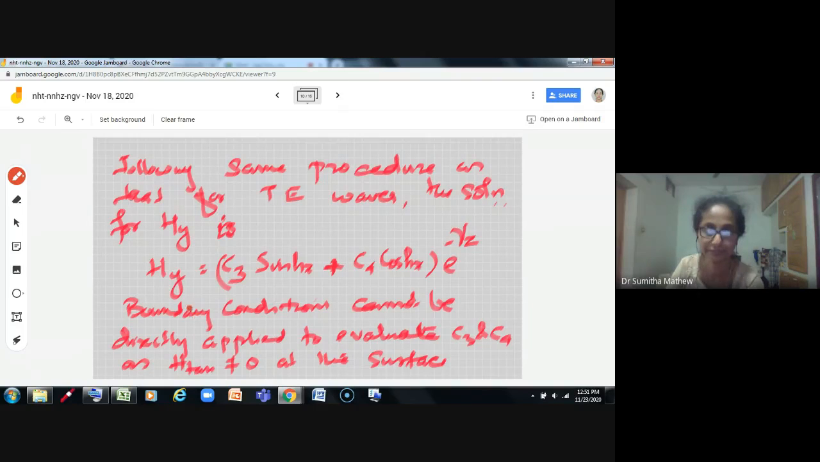You can look at the slides. Okay, but here we cannot apply them directly as H tangential is not equal to 0 at the surface. That is not our boundary condition. As the tangential component of the magnetic field is not equal to 0, we cannot directly apply the boundary condition. So what should we do?